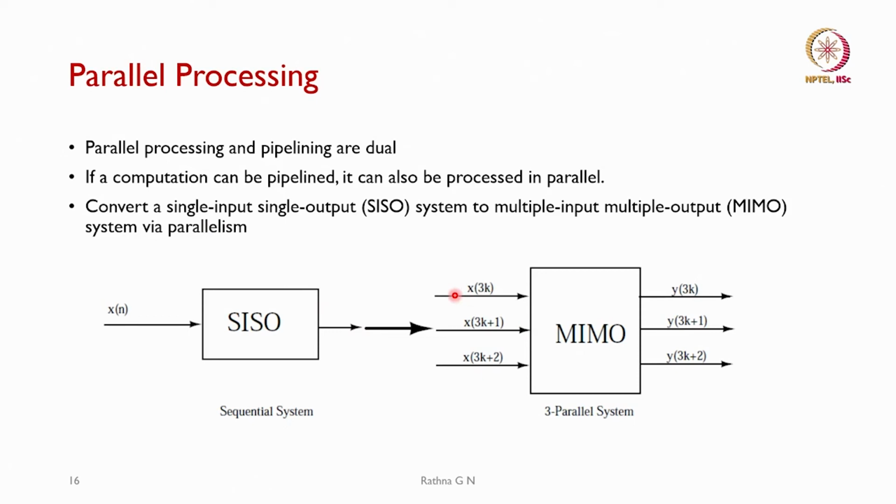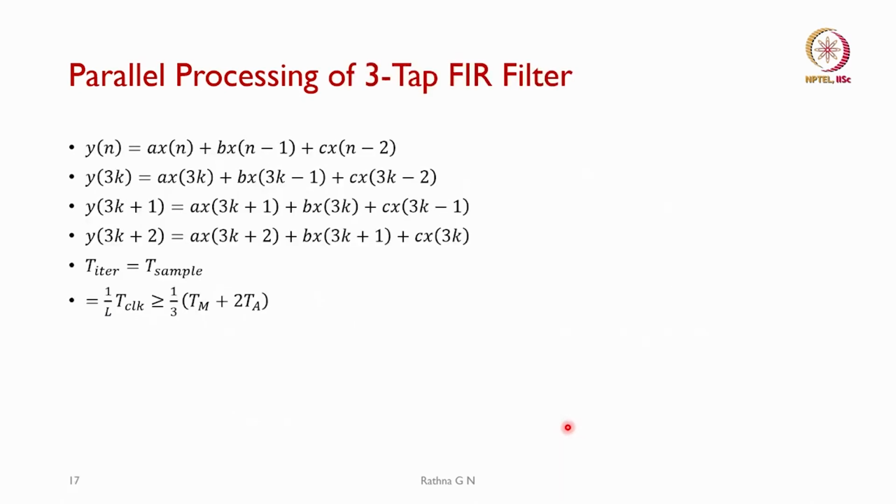So, you will have a scene here where the input is x of 3k, x of 3k plus 1 and x of 3k plus 2. You will be wondering what it is. Initially we took the example for 2 parallel systems. Here we assume 3 parallel systems. So, you will see that x of n is changed to x of 3k in this case, and y will also be y of 3k, 3k plus 1 and 3k plus 2. So, this is a 3 parallel system.